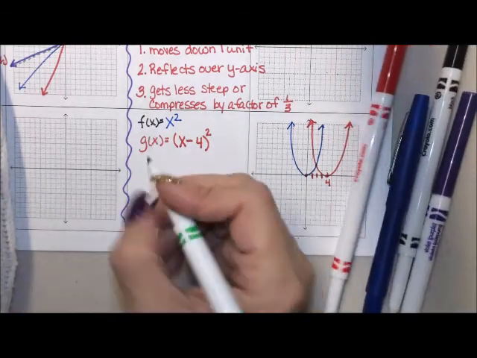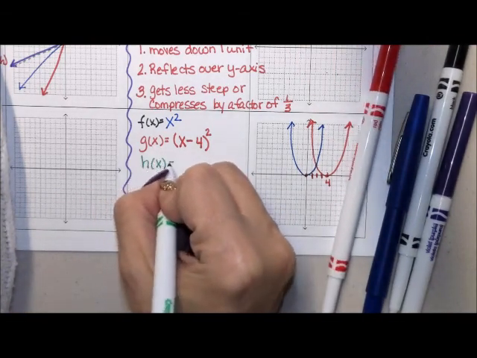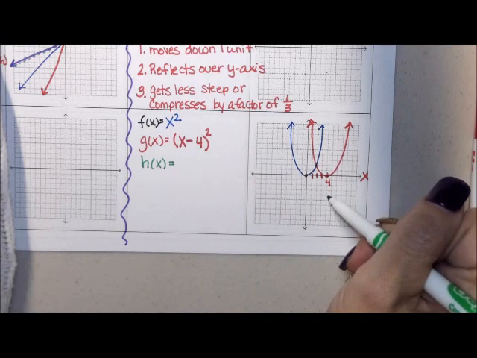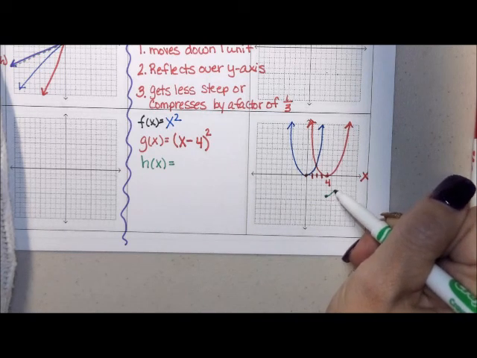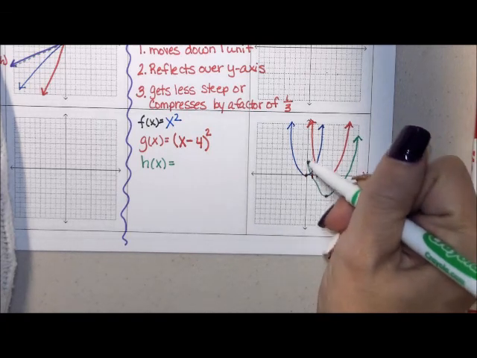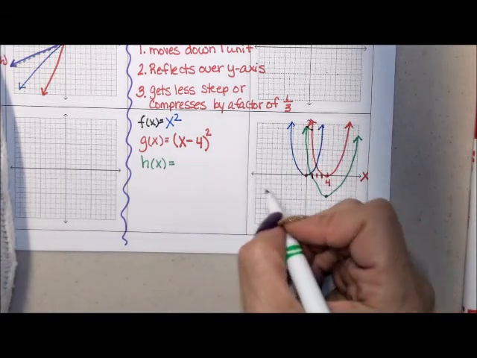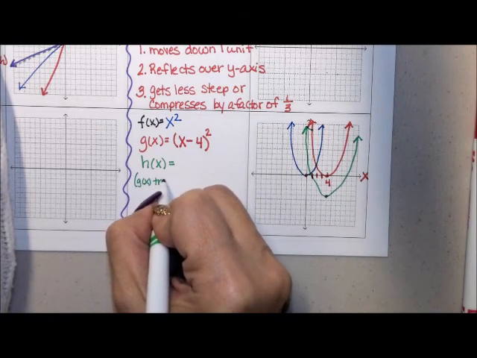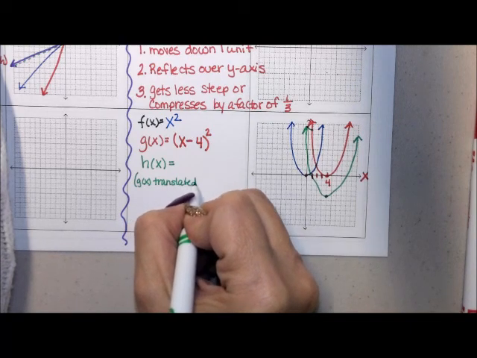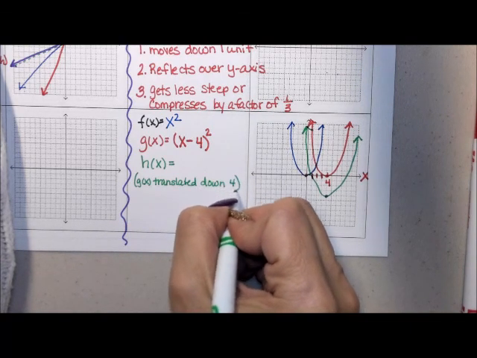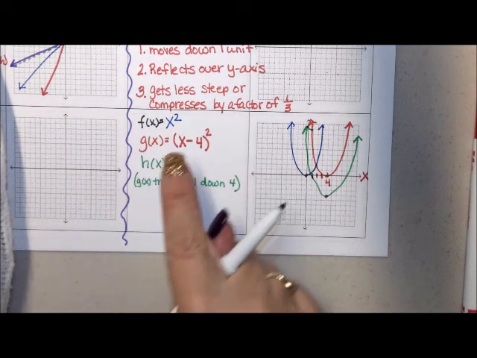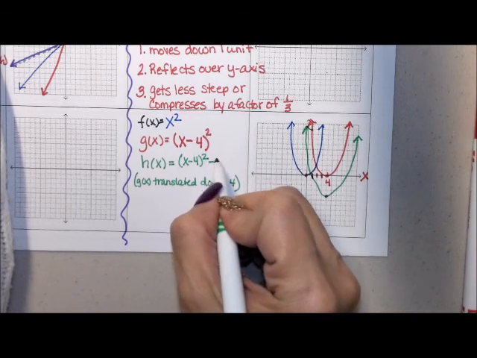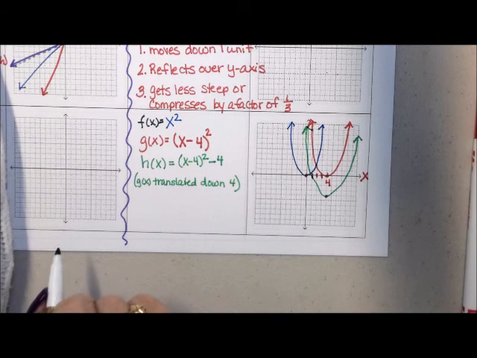Now here's what I want you to do. I want you to write h of x, and I want you to translate g of x down 1, 2, 3, 4. So there we go. I know that's not the prettiest picture. Move it down 4. H of x is g of x translated down 4. Well, all I need to do is take g of x, which is x minus 4 squared, and I need to move it down 4 units. There we go.